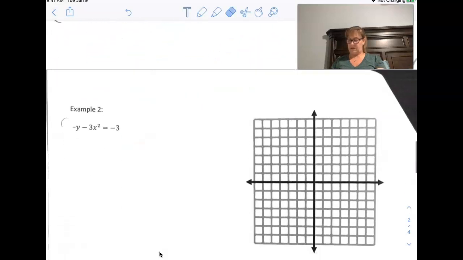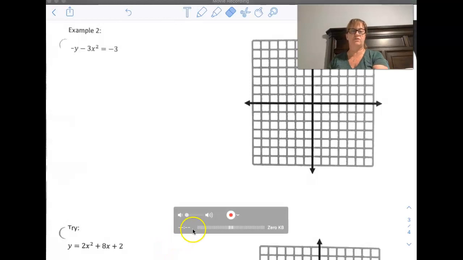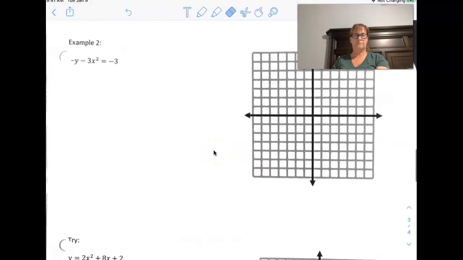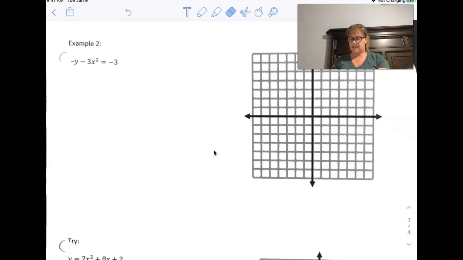Okay. All right, let's try one more together, and then I'm going to have you try a couple on your own. Okay. So we want this in standard form. Standard form, this says negative y minus 3x squared equals a negative 3. Well, we don't want a negative y. We need a positive y, right? So you could just add y to both sides. So now we would have negative 3x squared equals a negative 3 plus y.